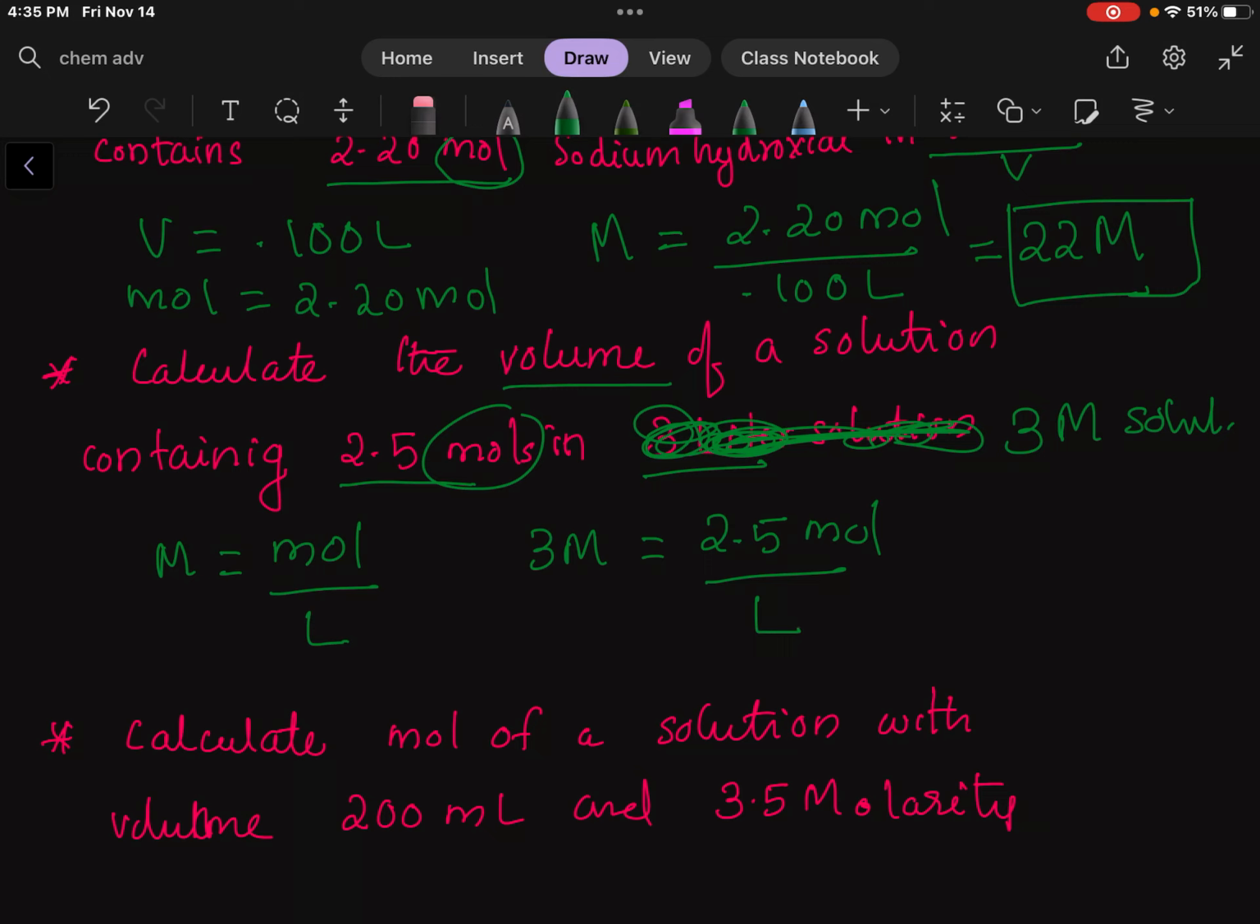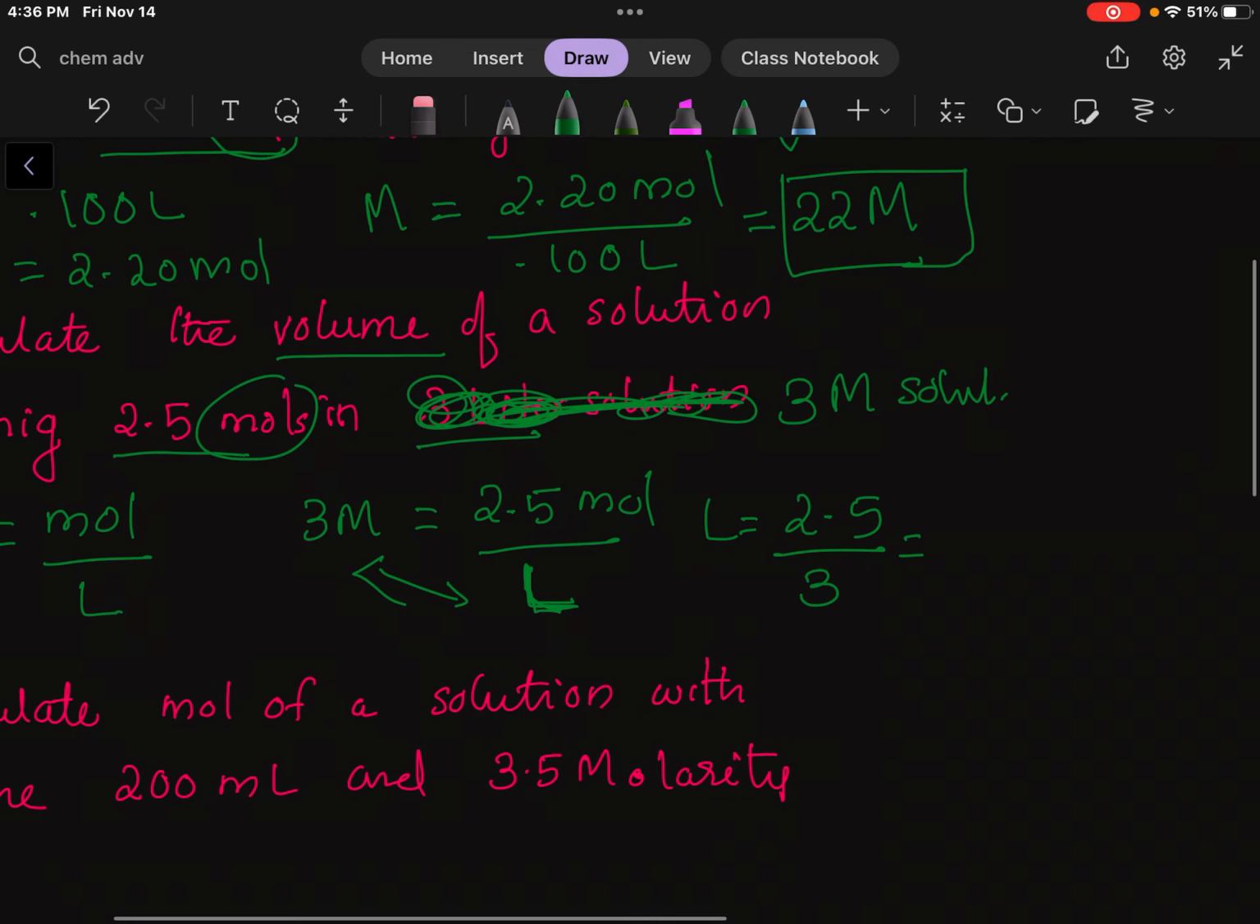For the calculation part, for those who don't know the algebra, liters is in the bottom, so you are dividing; basically you are swapping. So liter will be equal to 2.5 divided by 3. Dividing 2.5 by 3 gives 0.83. Since the lowest sig fig is one sig fig, I will write 0.8 liter.